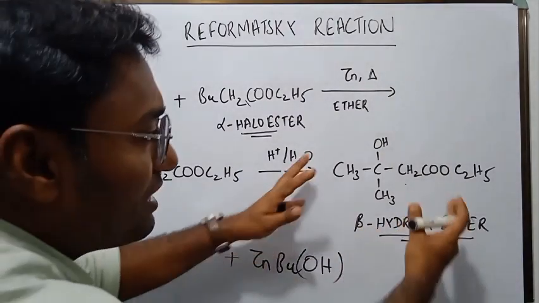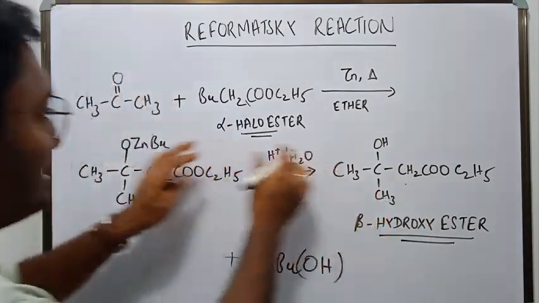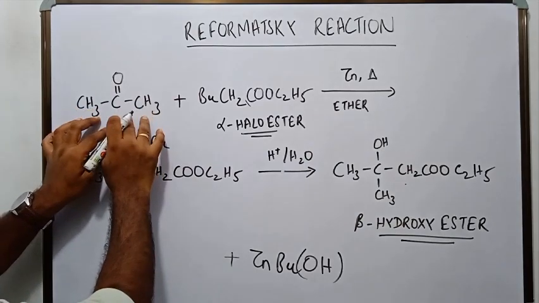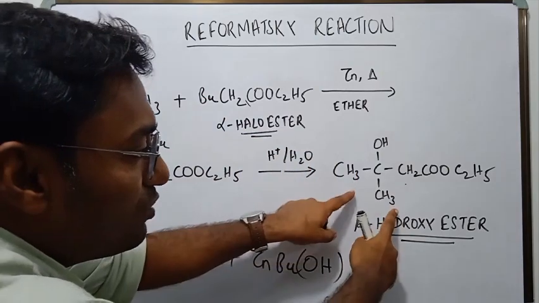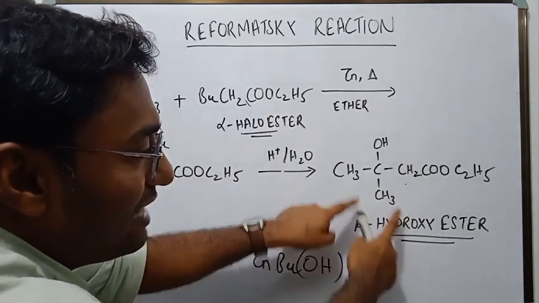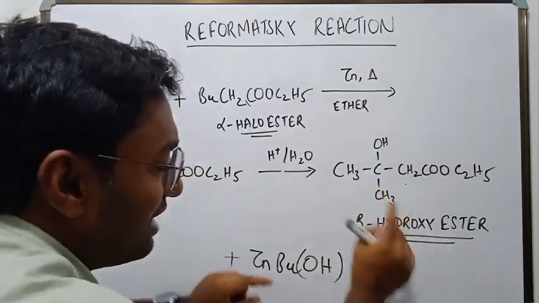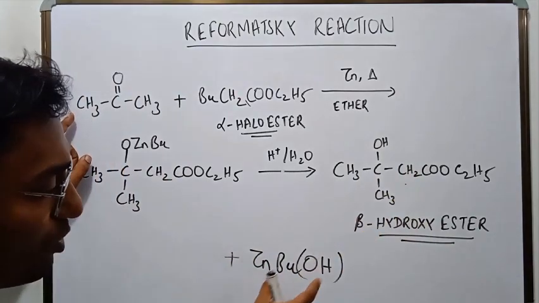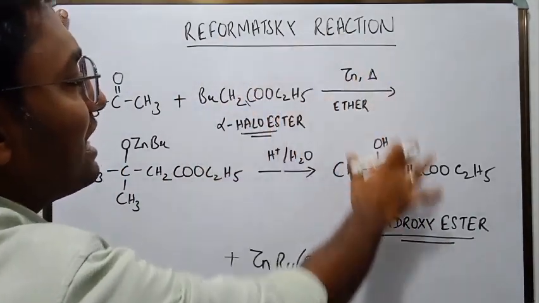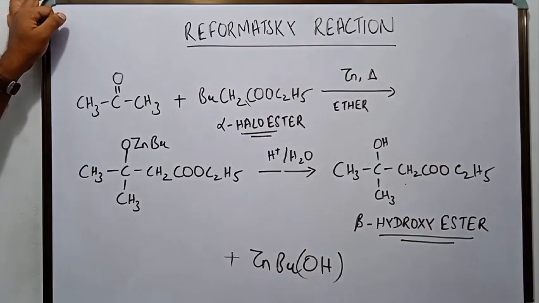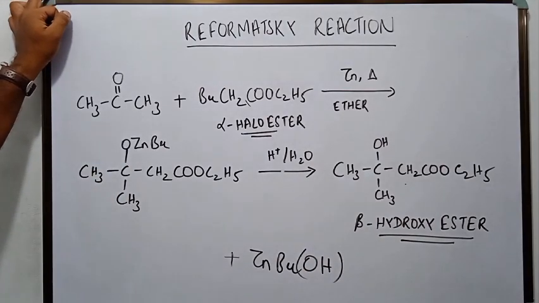The rest of the reactants are getting added. Here in this case, the ketone and the alpha halogenated ester are getting added to give an adduct. The adduct is the beta hydroxy ester, and what is coming out is a small molecule. So that is why the Reformatsky reaction is a condensation reaction.